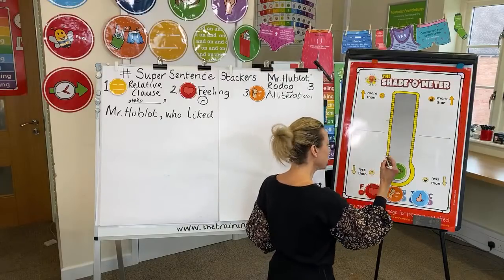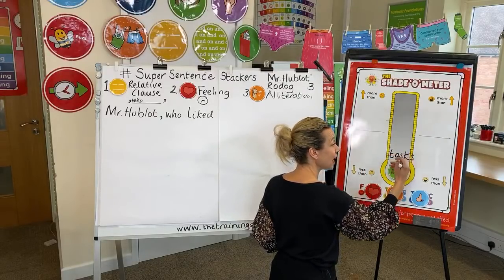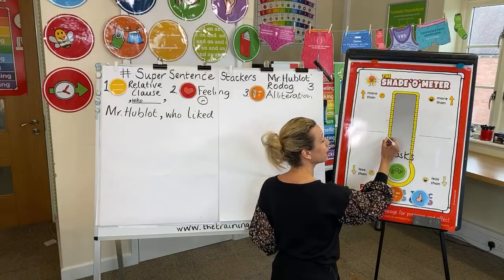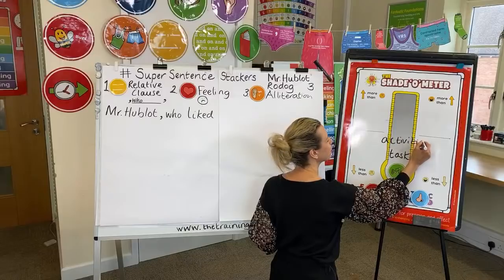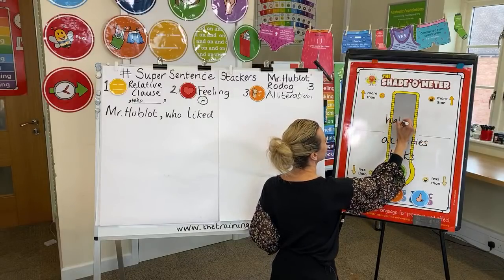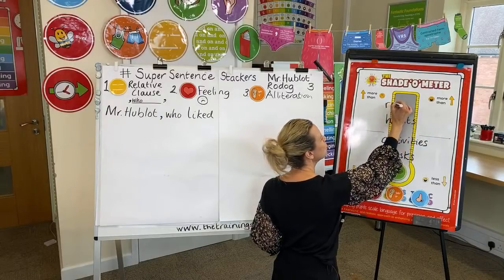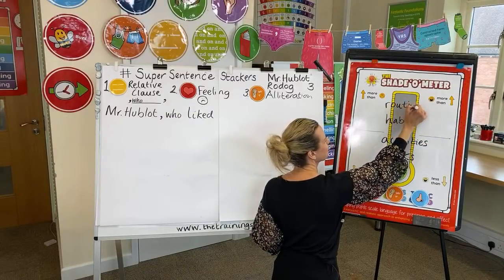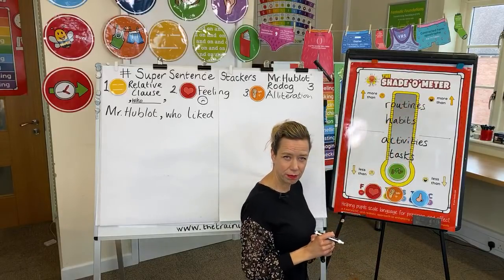Or I know we could have tasks. He likes the same tasks. He likes the same activities. Well, that's quite a good word. He likes the same habits. Or he has the same habits. Routines. Actually, there's quite a lot of choice there.